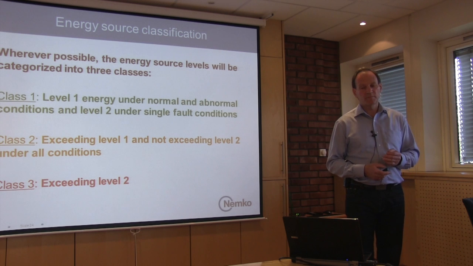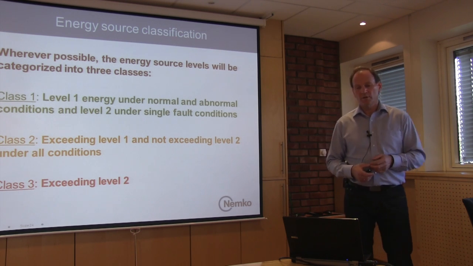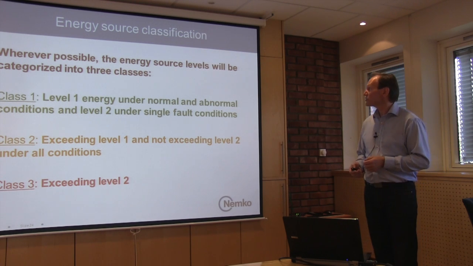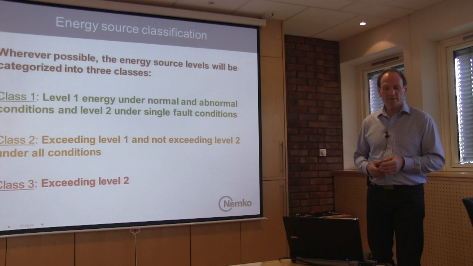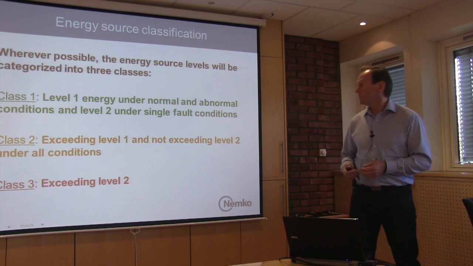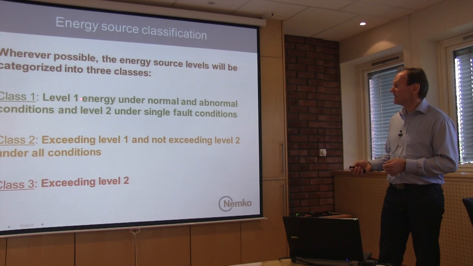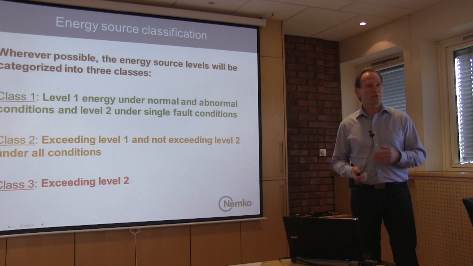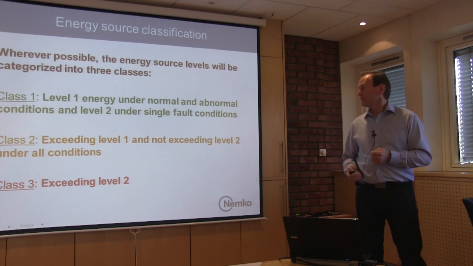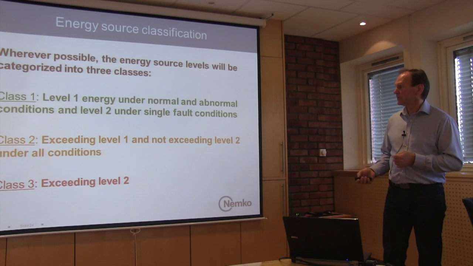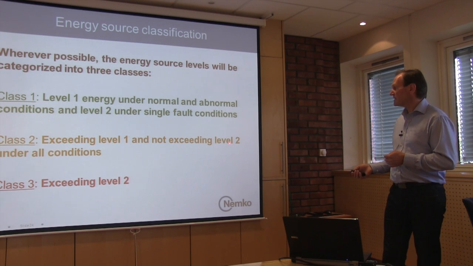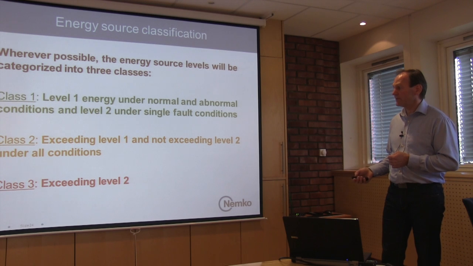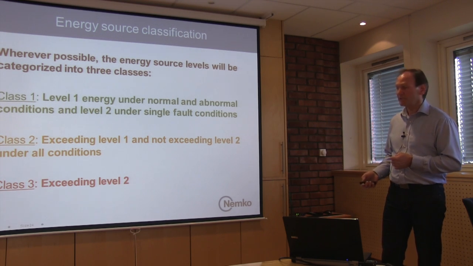And then we have the classification of the energy source. Wherever it's possible, the energy source levels will be categorized into 3 classes. Class 1 is the energy source under normal and abnormal conditions, and level 2 under single fault conditions. So class 1 can go up to class 2 in single fault. Class 2 is then exceeding level 1, but not exceeding level 2 under all conditions. And then we have class 3.